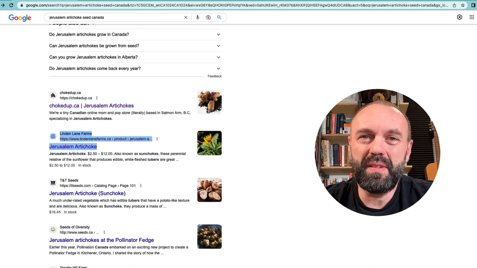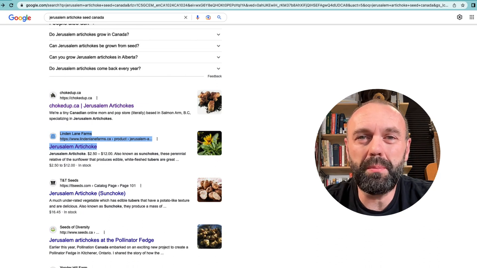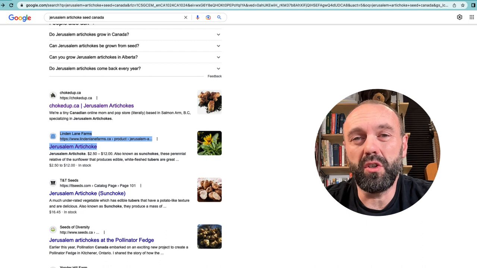Now, these plants can be fed to pigs, the tops can be fed to goats and sheep, and so they're a very versatile plant that are worth having on your farm.